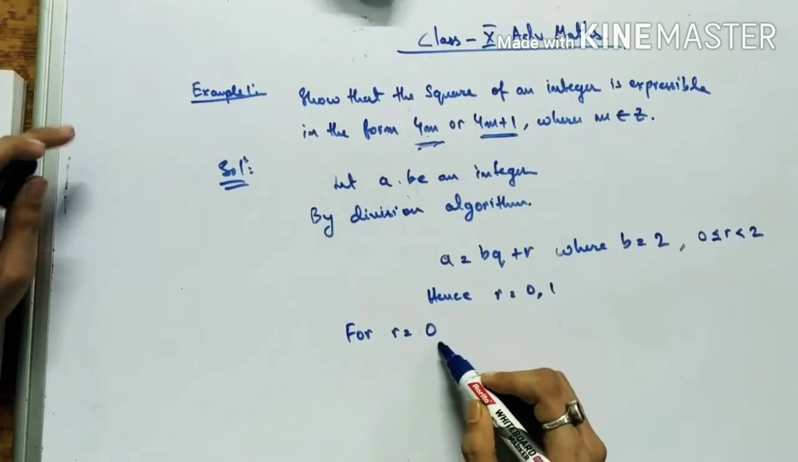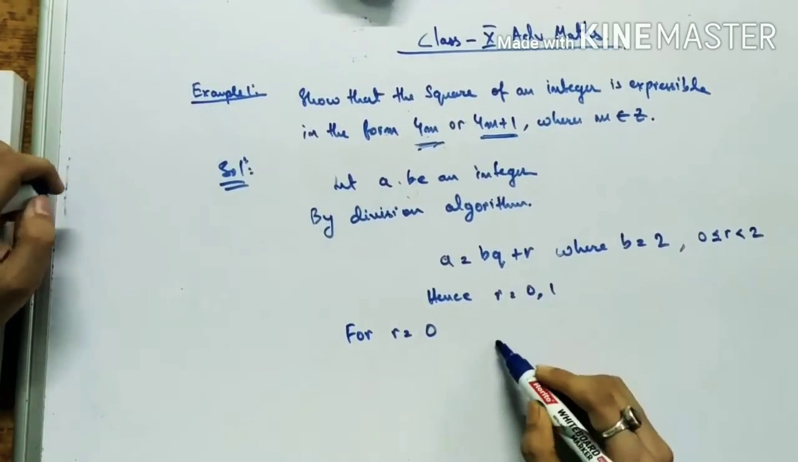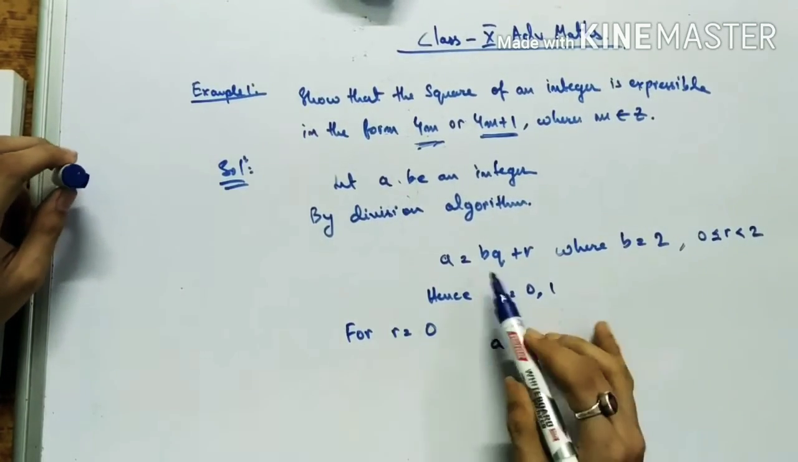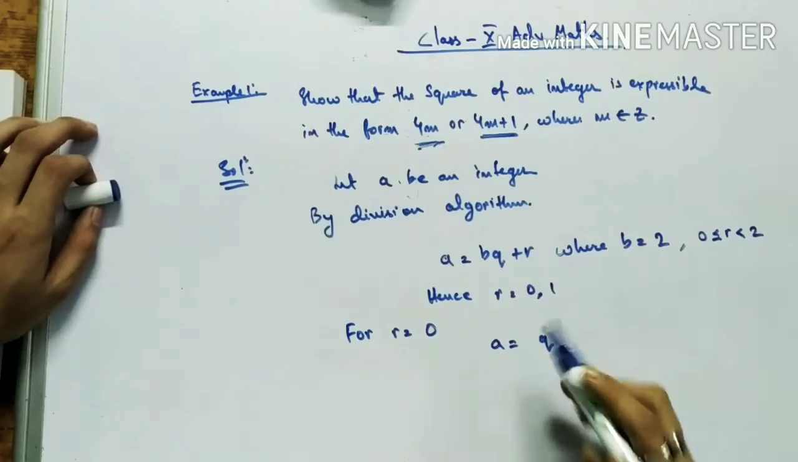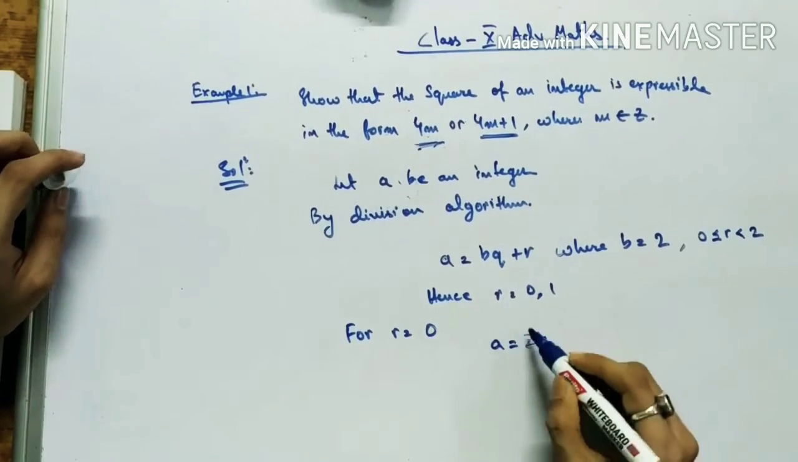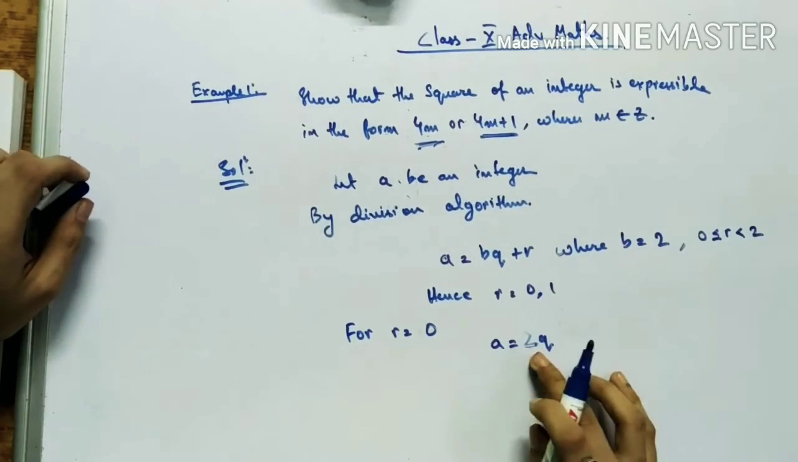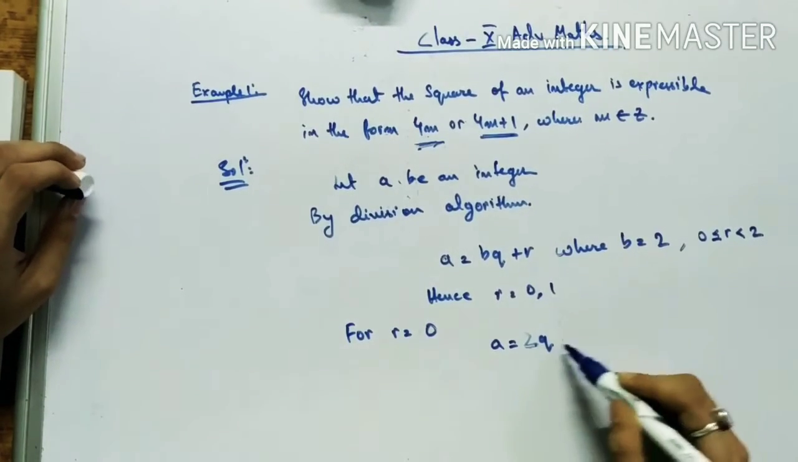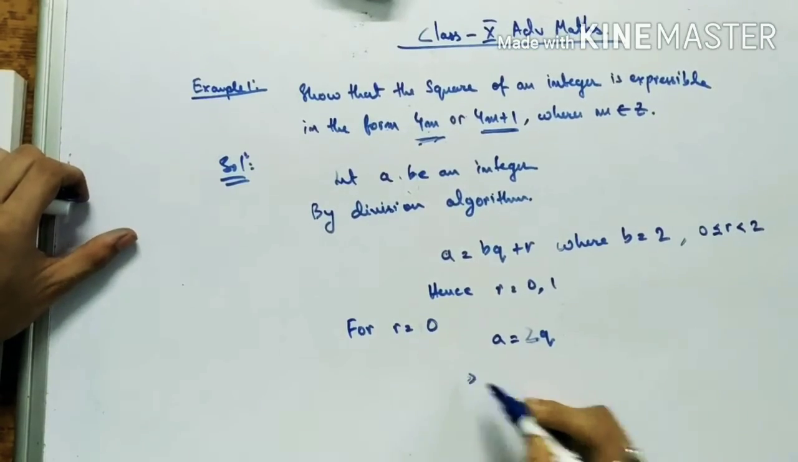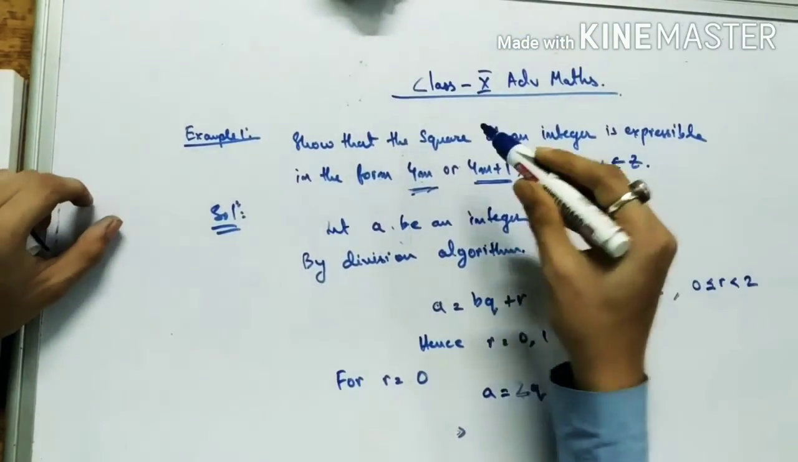So if the R value is 0, then this expression will become A is equal to 3Q. Understand? Because the B value here is 2, A is equal to 2Q plus R, but the R value is 0, so A is equal to 2Q.